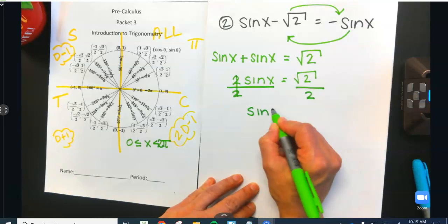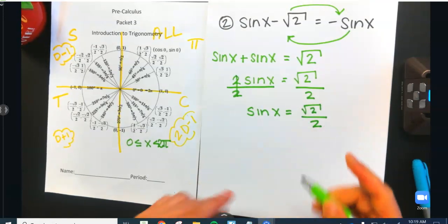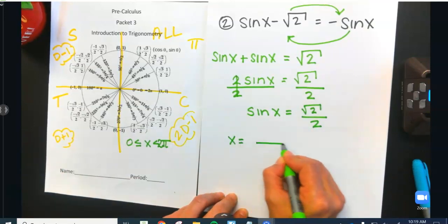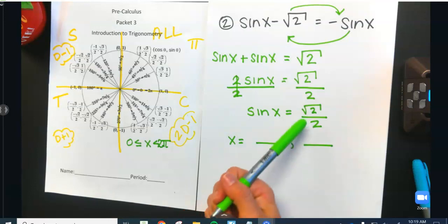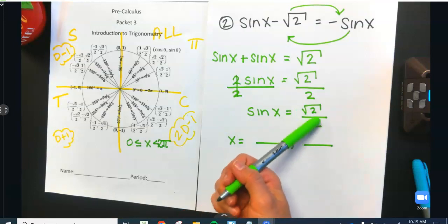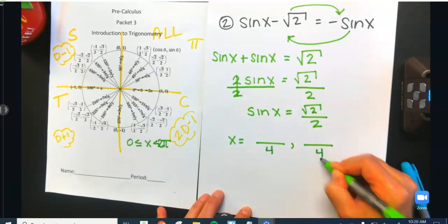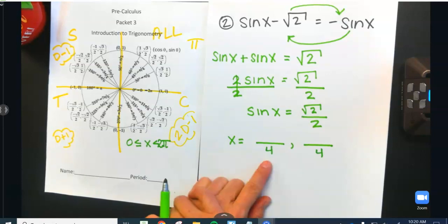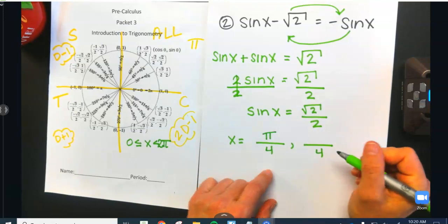So we want the radians where sine of x is root 2 over 2. Positive, you're going to have 2 answers. What's the denominator for this? Fourths. Nisha, what's one of them? Yes. Jessica, what's another one?